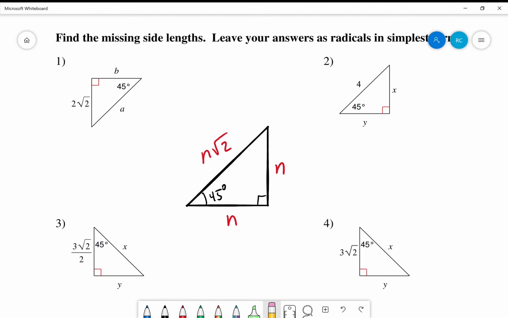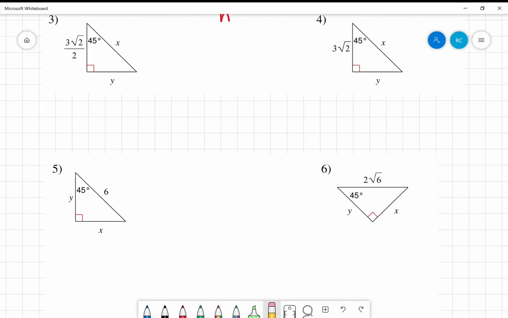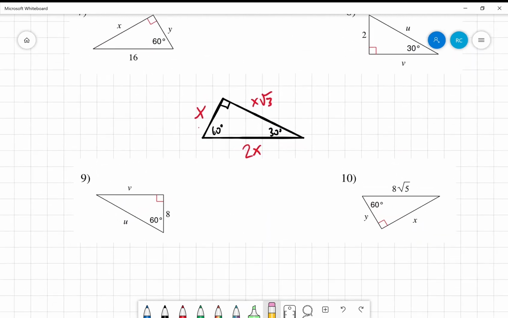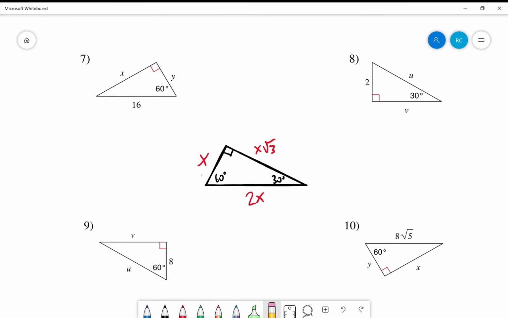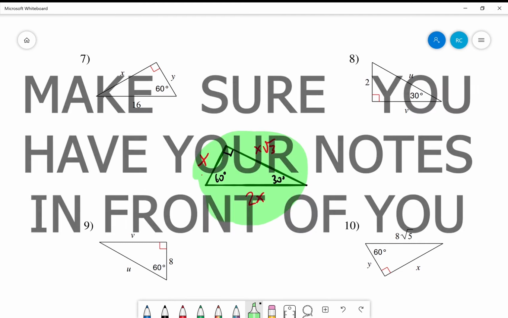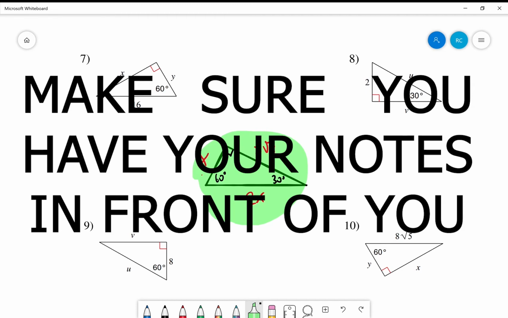All right, here I've got 10 problems using special right triangles, and I've even been so helpful as to provide notes for you so you don't have to actually have them in front of you. You should still absolutely have them in front of you. In fact, hey, Mr. Cunningham, remind yourself to put in really big letters on the screen right now: make sure you have your notes in front of you. Awesome. Moving on.